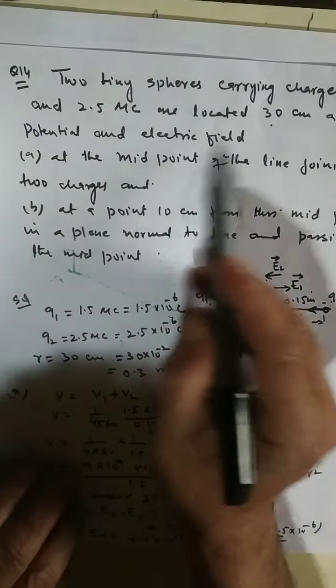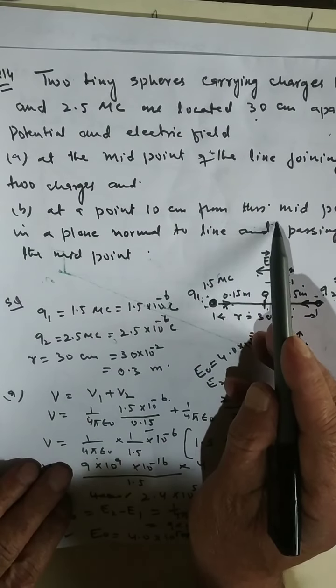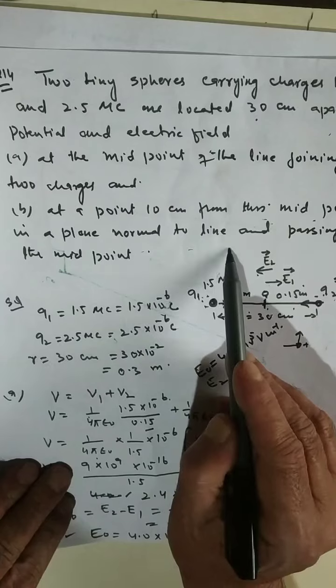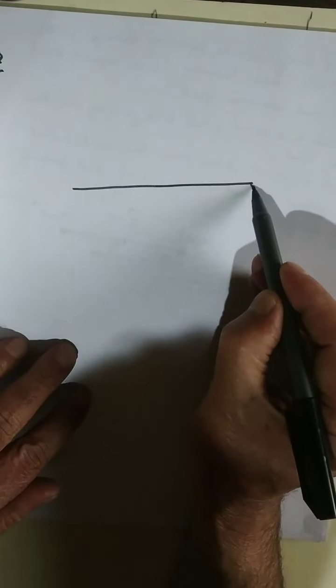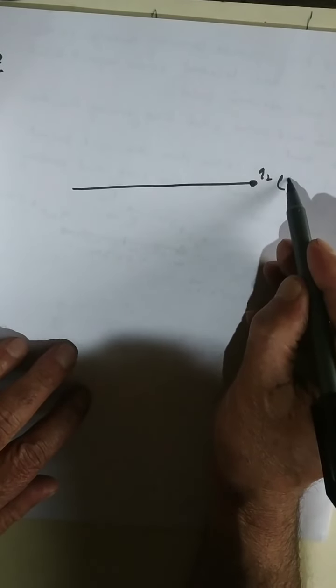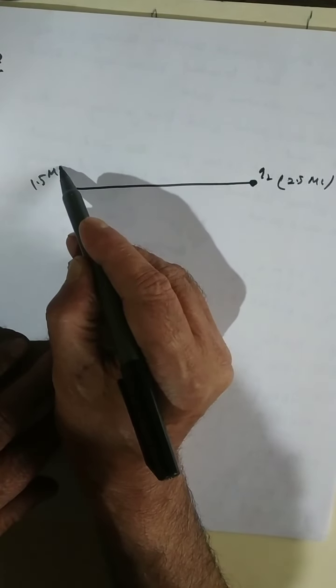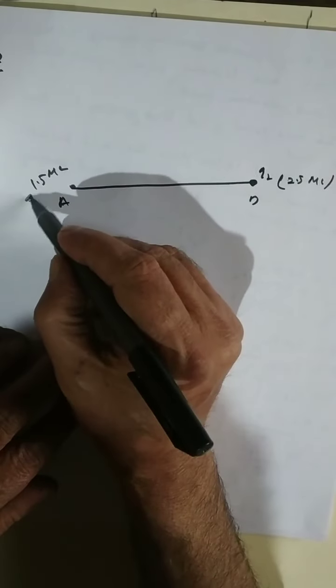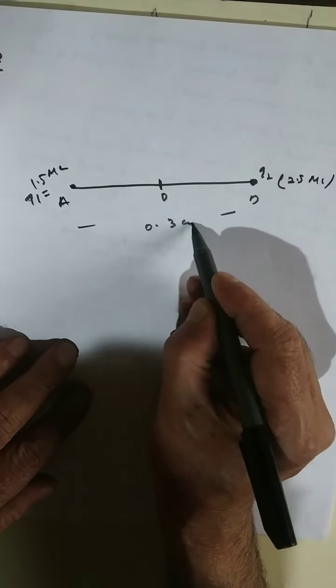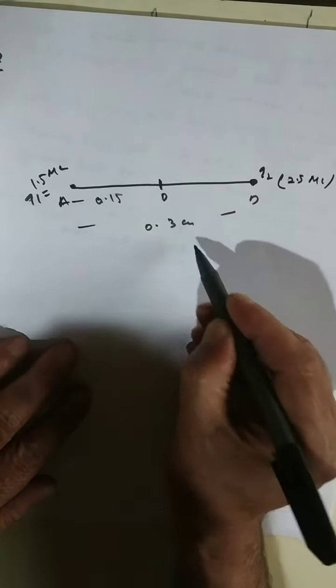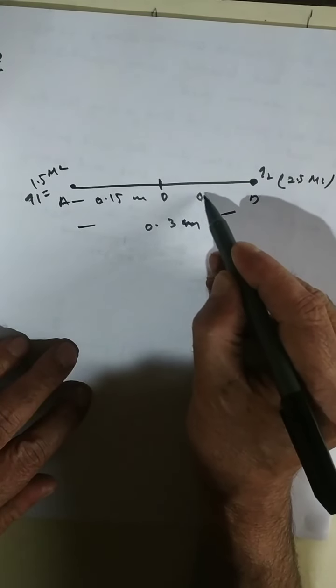Now part second. Part second says to find electric potential and field at a point 10 centimeters from this midpoint in a plane normal to the line passing through the midpoint. That is, this part of question number 14 is like this. These charges: Q2 here was 2.5 microcoulomb and here it was 1.5 microcoulomb. Let us say this is A, this is B, this is Q1 here. Now its midpoint is this; this is 0.3 meter, half of it is 0.15 meter. Okay, 0.15 meter here.